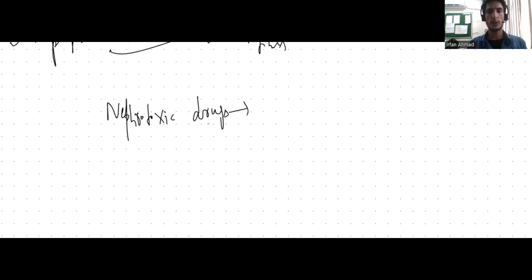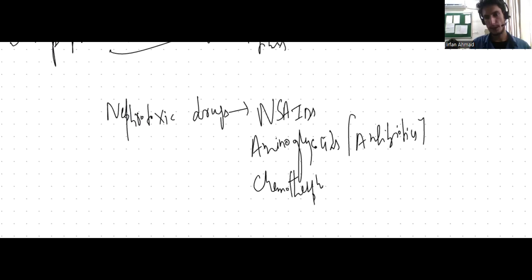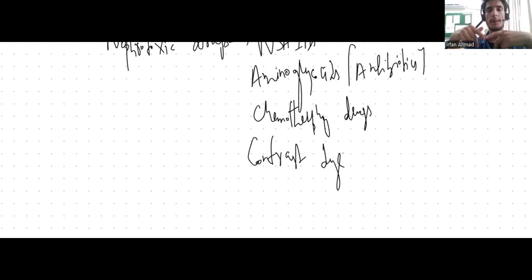So there are many drugs that can cause injury to kidneys. We can write NSAIDs. If we are using them excessively and for a prolonged time, they can cause acute kidney injury. Aminoglycosides, or we can say antibiotics. Next one, chemotherapeutic drugs, which we are using in cancer therapy. They are also nephrotoxic drugs. Contrast dye is used in procedures like CT scan, IVP, intravenous pyelogram, or other procedures.